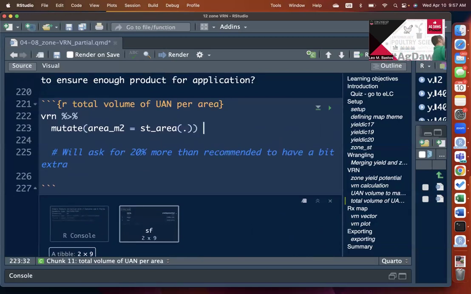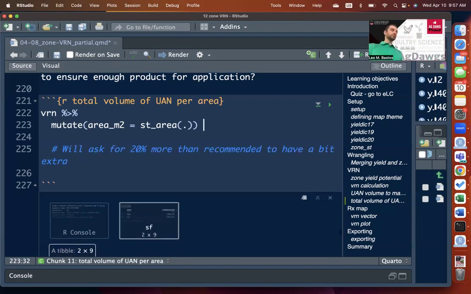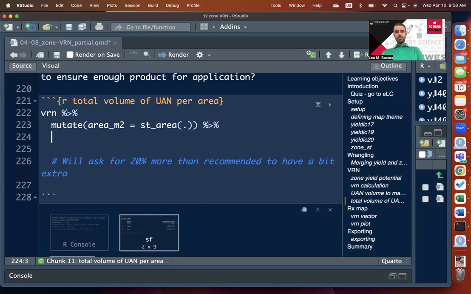However, our rate is on an acre basis, right? So we're going to need to transform this area for each one of the zones to an acre basis. So let's do that in the next step here. Let's call a mutate. I want to call this new column area_AC for acre. The way to do this calculation is just get the area_M2 and divide that by 4047. So that's the conversion factor to go from meter squares to acre.